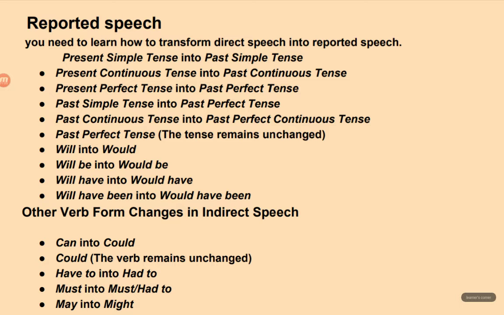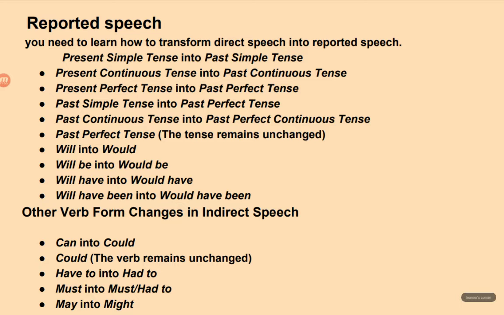And if there is any will in that sentence, it will be changing into would. Will be changing into would be. Will have into would have. Will have been into would have been. That is the change happening when we are changing direct speech into reported speech.